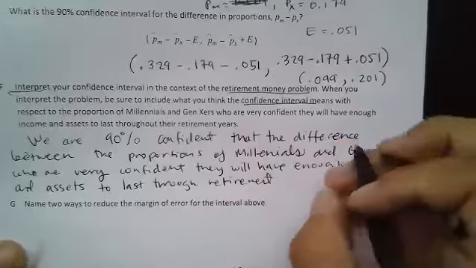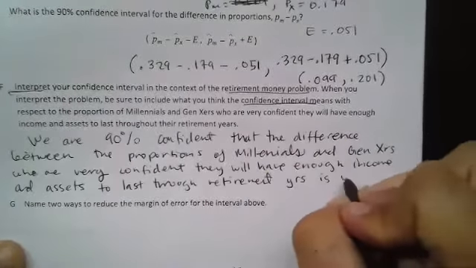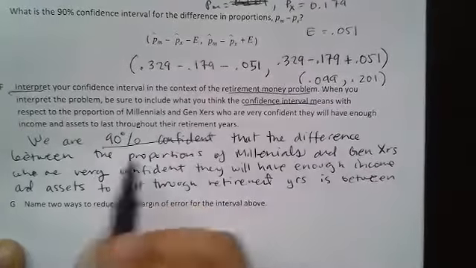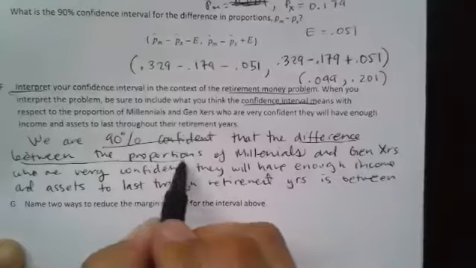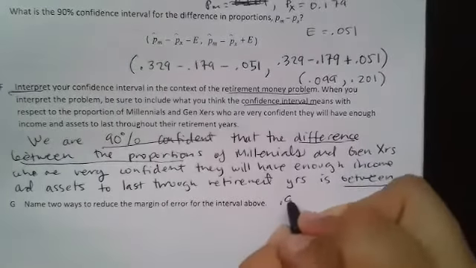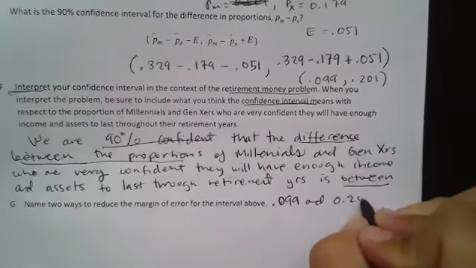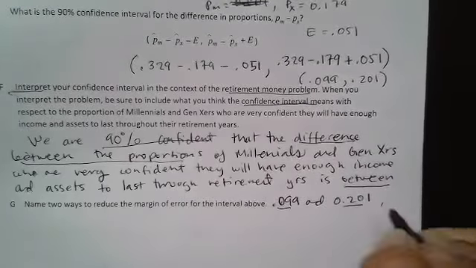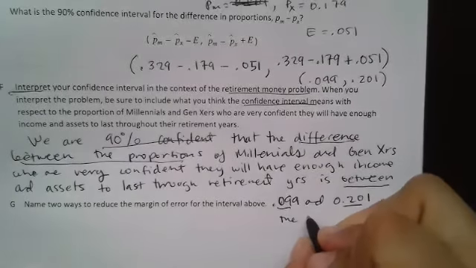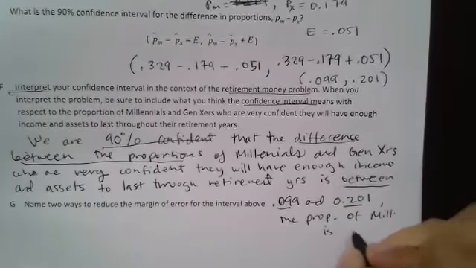What if I run out of room? I know. Seriously? There's a lot of words you could probably eliminate. The key is we're looking for the difference between the proportions, and then blah, blah, blah. And then we need to know that it's between 0.099 and 0.201. And then you could say the proportion of millennials is higher.